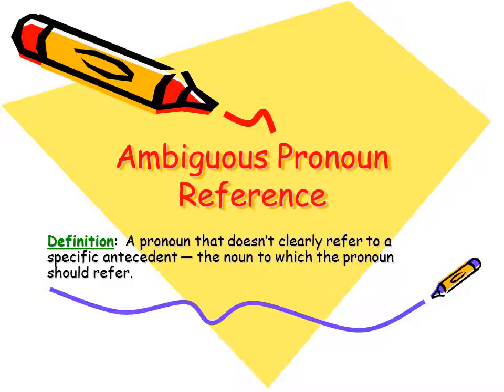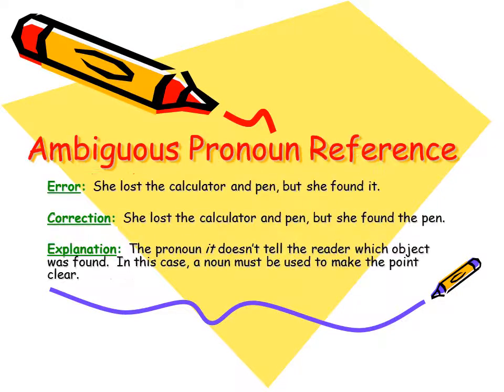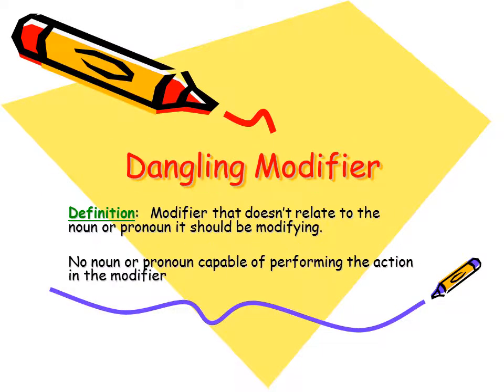You can also have an ambiguous pronoun reference, and that means that you're not clear to which noun you're referring. Here's an example. She lost the calculator and pen, but she found it. Well, did she find the calculator and pen, or did she find just one, or both? You need to rework that sentence.